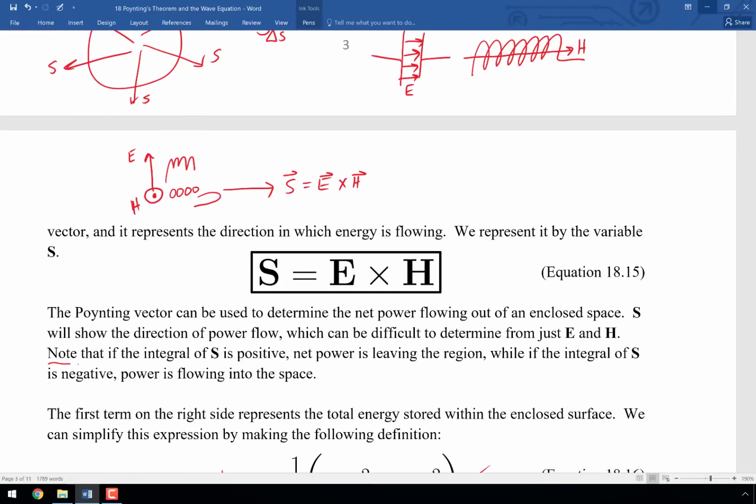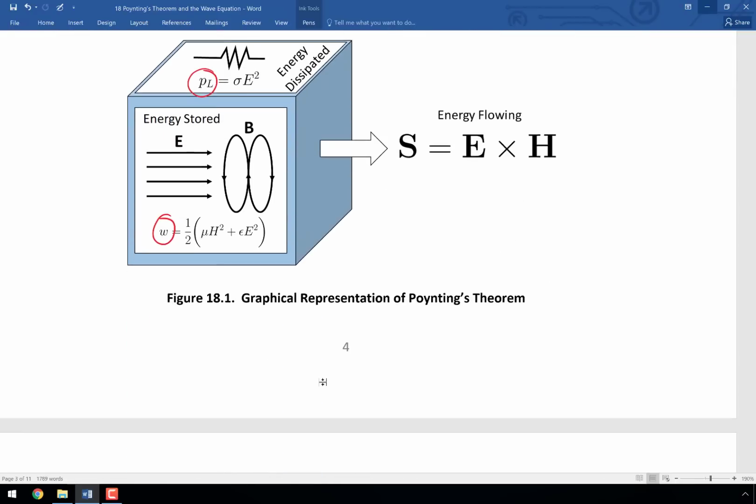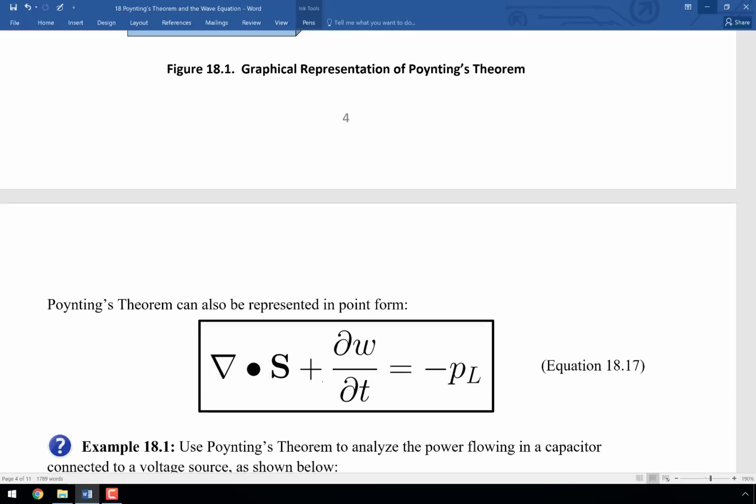If the integral of S is positive, then net power is leaving the region or the system, because pointing outward is positive for a surface integral. If the integral of S is negative, then power is flowing into the region. So just be aware that we're talking about power flowing out being positive and power flowing in being negative. Okay, there's also a point form of Poynting's theorem, and again we have energy flowing in and out of the system, we have energy storage, and we have energy dissipation.